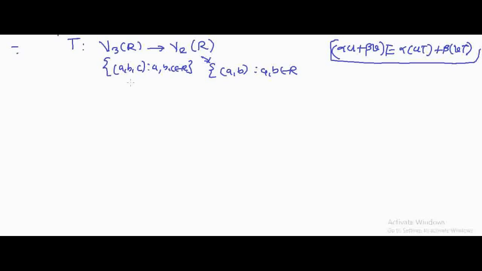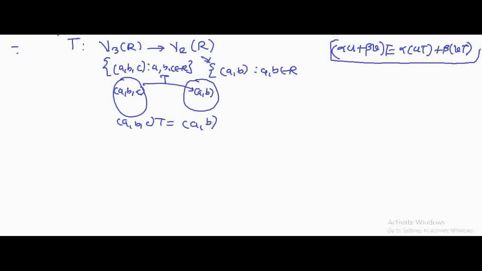Suppose we have this set of ordered tuples, and for the element (a, b, c) we define this mapping T by T(a, b, c) = (a, b). That means for T of (a, b, c), I have the image (a, b). This is my mapping, and we prove that this mapping is a homomorphism.